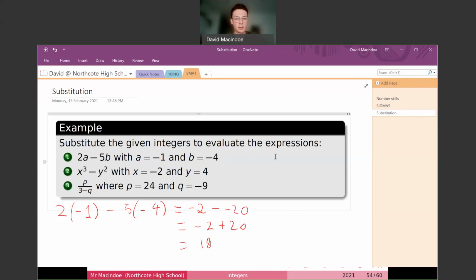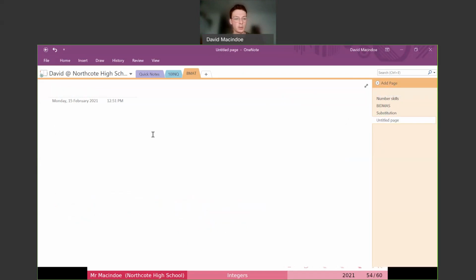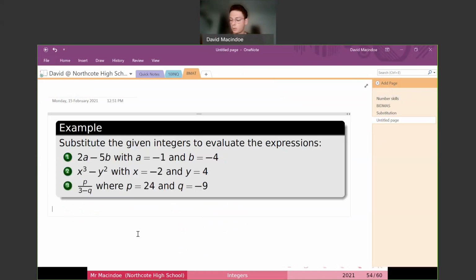So let's see if we can get the next one. Let's just add another page and we'll put it in here. So the next one is x cubed take y squared, and we're told that x is -2 and y is 4. So for my next line, I would replace x with -2 and then keep that cubed up there, take 4 squared.